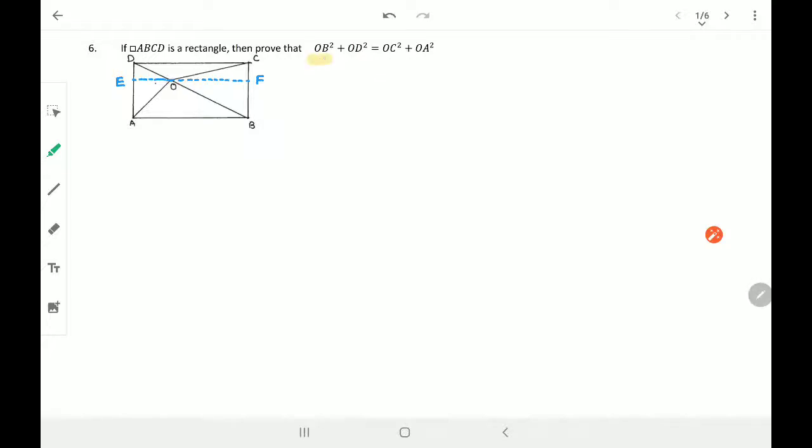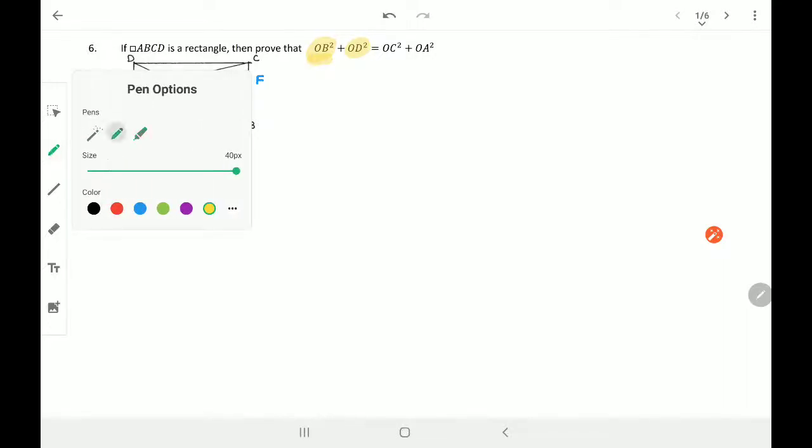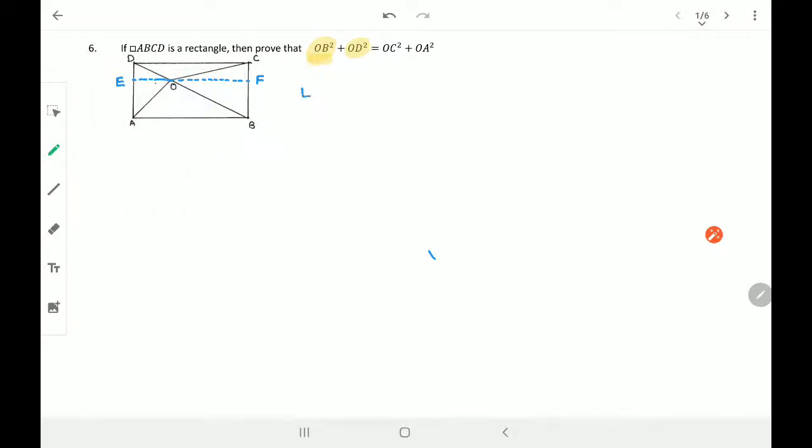I need OB square and OD square and their addition. So I can take LHS directly. As I told you, we are working on this concept of LHS RHS. I'll take LHS, which is OB square plus OD square. Now where is OB square? If I check OB square, this is 90 degrees, and I can easily say OB square is equal to OF square plus FB square. So OB square is written in this way.